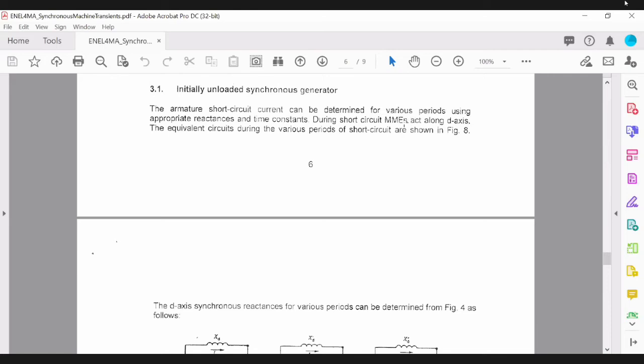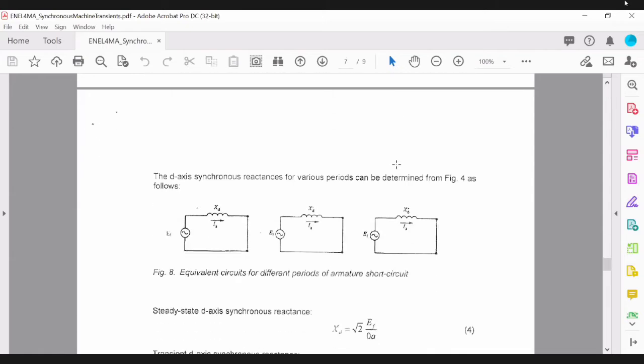So during short circuit, these magnetomotive forces will act along the d-axis, and the equivalent circuits for the various short circuit periods are shown in figure 8. Right? As we've shown in the previous course, your equivalent circuit will depend on the time interval of the transients that follows the short circuit. So at the moment when the fault is applied, we will have what we call the subtransient period. So that will be Xd double dash.